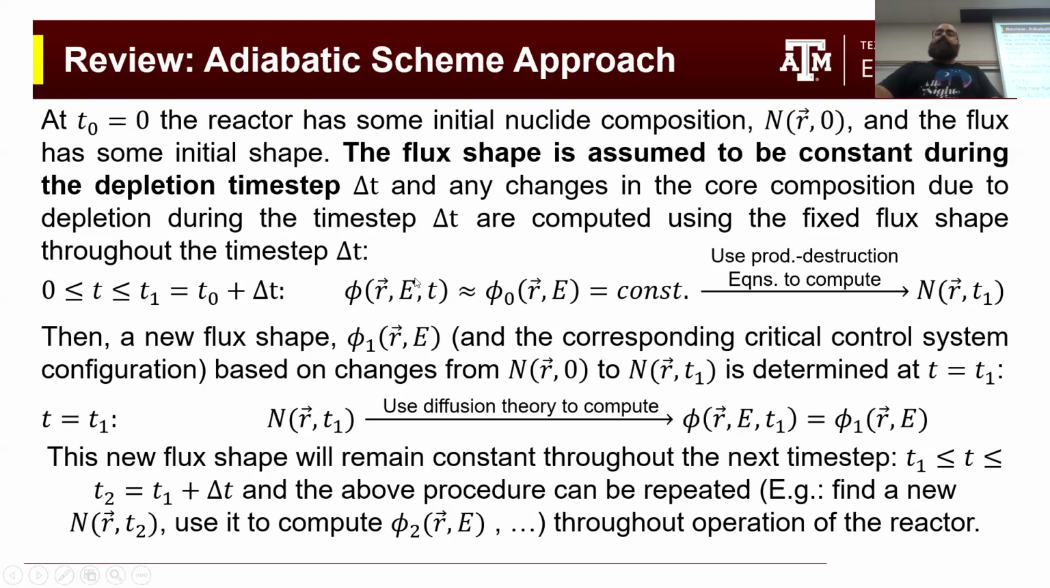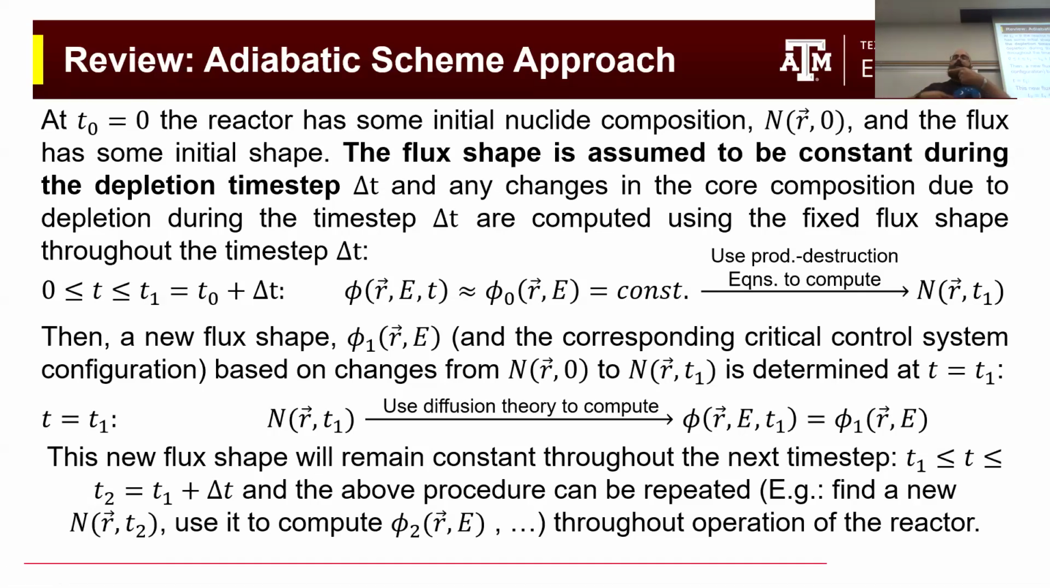So you'll have a constant flux over the first time step. You'll use that constant flux to predict, using production and destruction equations, what your nuclide concentrations are. And then once you know what those nuclide concentrations are at the end of that first time step, you could go back to diffusion theory, use the new concentrations and new reactor makeup to recompute what your flux is at the end of that time step. And then you can use that new flux as a constant over the subsequent time step.